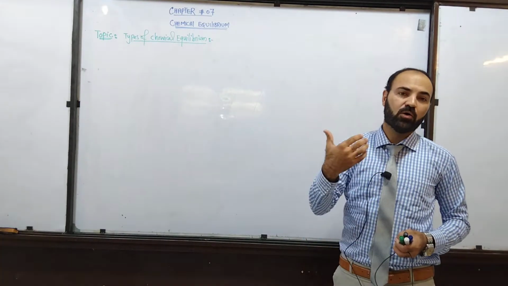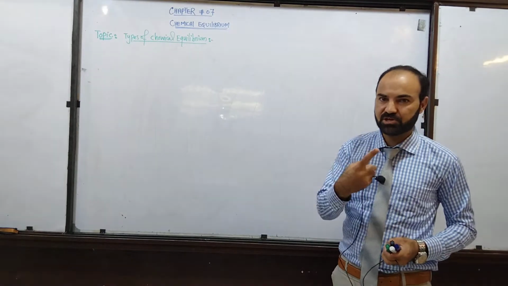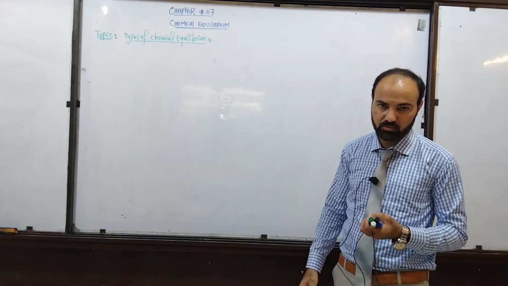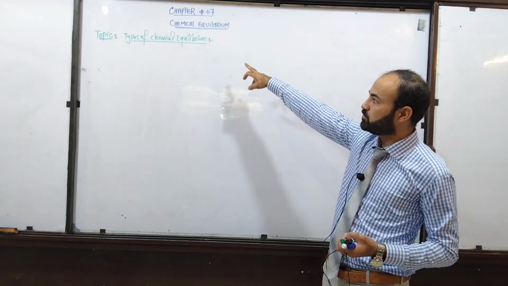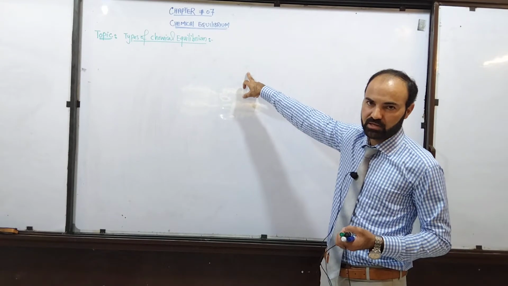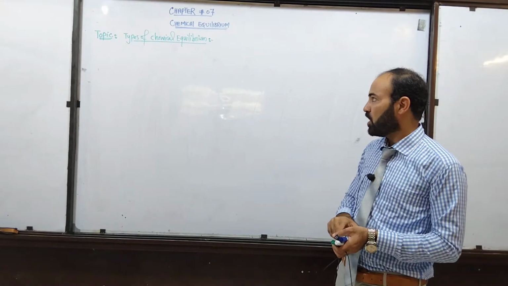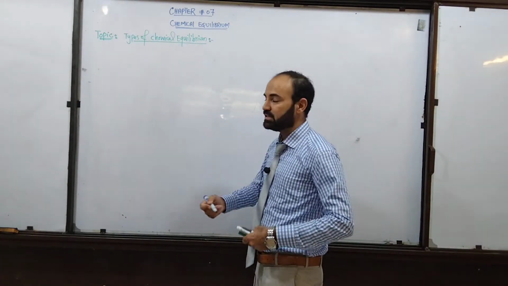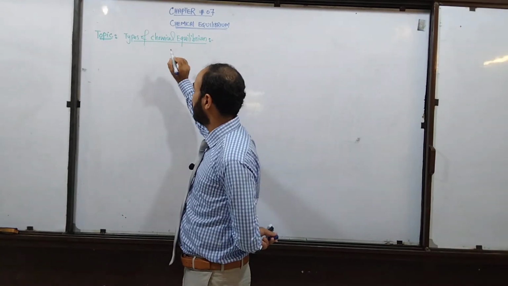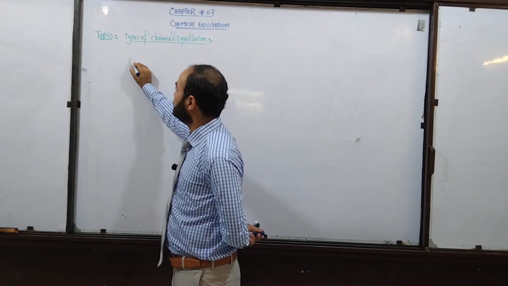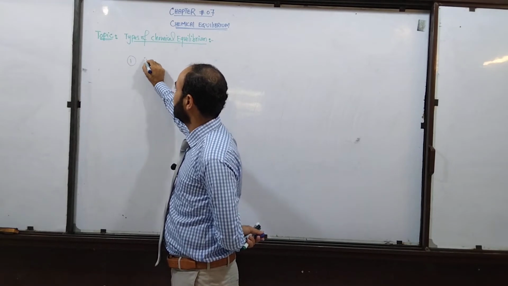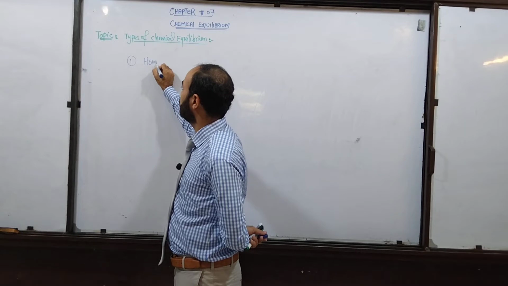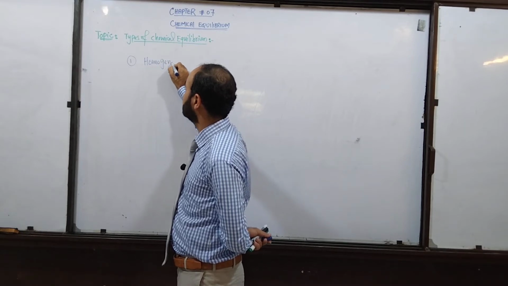And we also discussed 3 graphs in lecture number 1 related to chemical equilibrium. So now we move on to study the types of chemical equilibrium. Okay dear students, chemical equilibrium is basically of 2 types. Look, there are 2 types. The first type of chemical equilibrium is known as homogeneous chemical equilibrium.